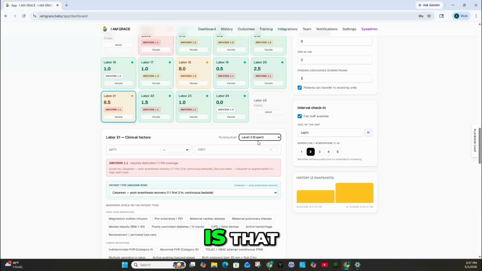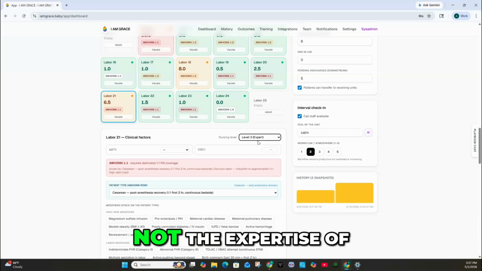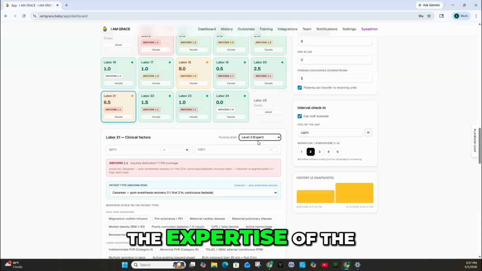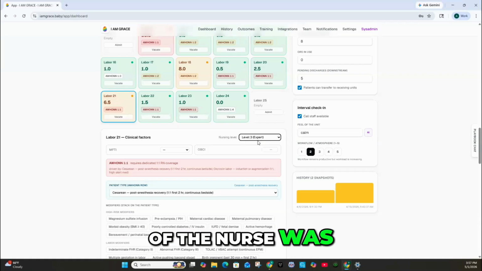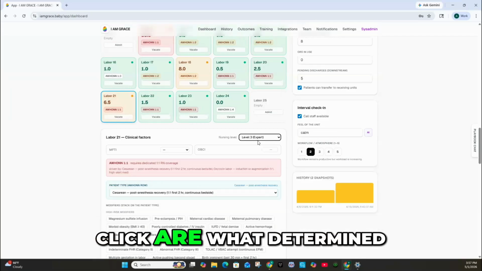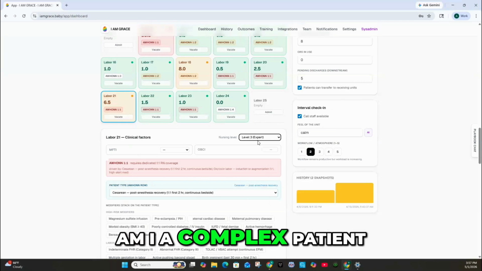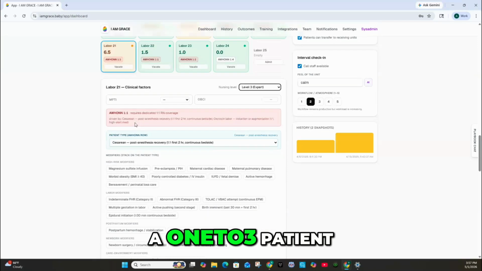To me, level 1, level 2, level 3 was how sick is my patient? Are they a level 1 patient, a level 2 patient, or level 3 patient? Right. Not the expertise of the nurse. So in the WEDOCs world, the expertise and the experience of the nurse was not a factor. All of these things down here that we click are what determined whether the patient was a level 1, level 2, or level 3, right? Like, am I a complex patient? Am I a one-on-one patient, a 1 to 3 patient, or 1 to 2?